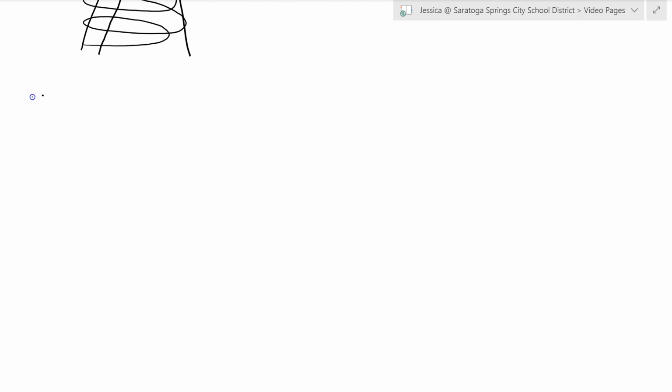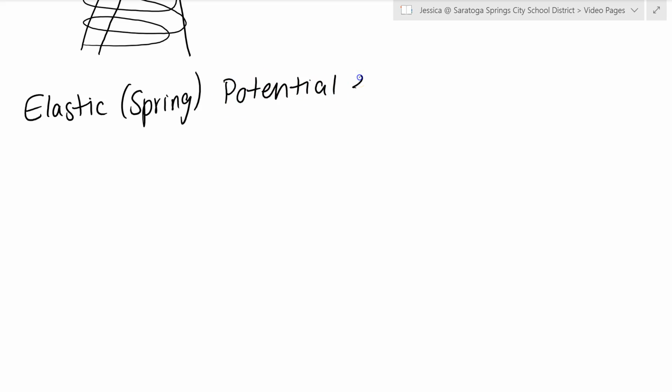So the next one we're going to have is elastic or spring potential energy. Okay, which on the reference table, or I usually write as PES, reference table usually writes it as US.